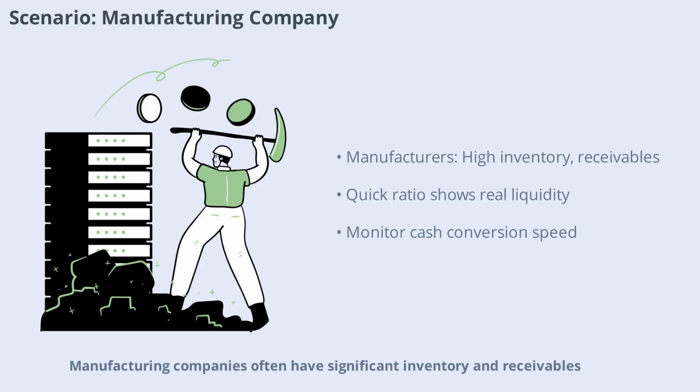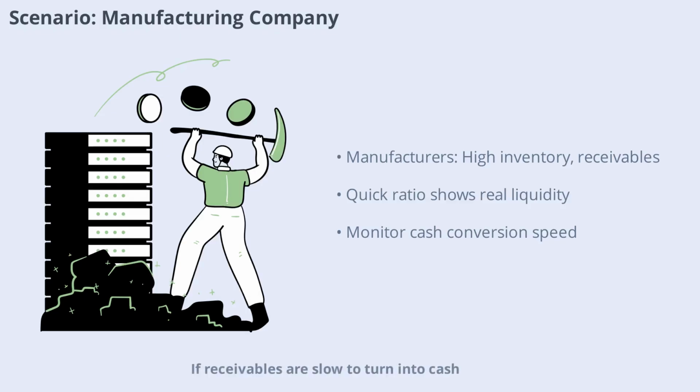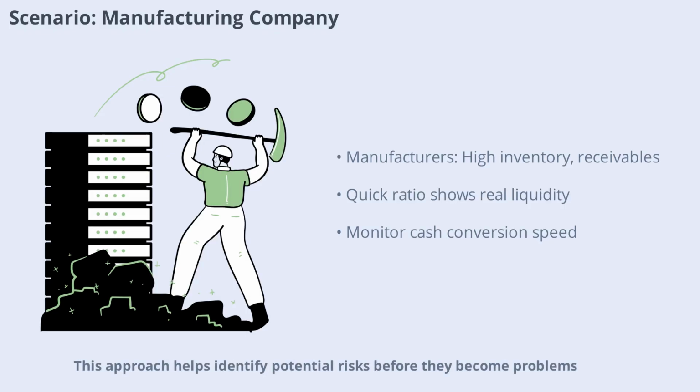Manufacturing companies often have significant inventory and receivables. Their current ratios might look healthy, but quick and cash ratios can reveal tighter liquidity. If receivables are slow to turn into cash, the company could face cash flow issues. That's why it's important to analyze all three ratios and monitor how quickly assets are converted to cash. This approach helps identify potential risks before they become problems.